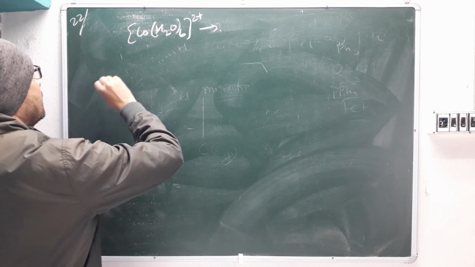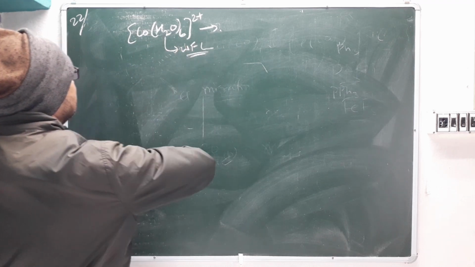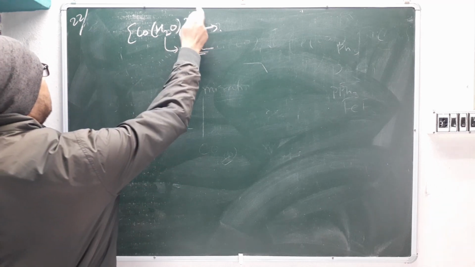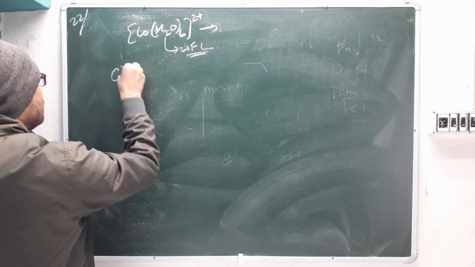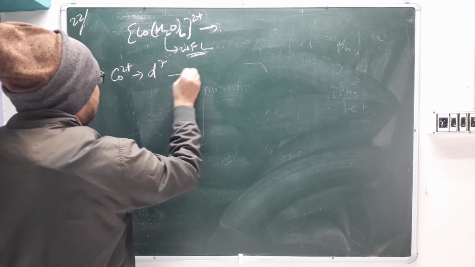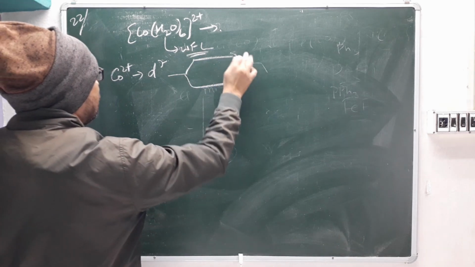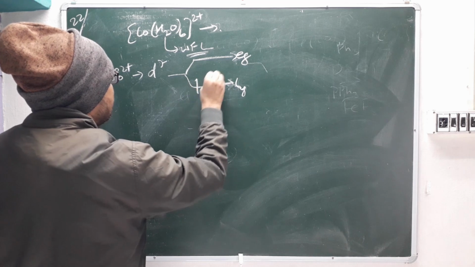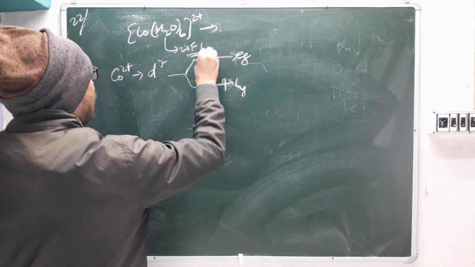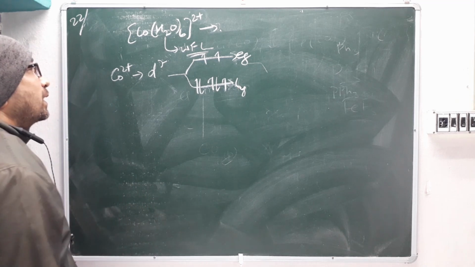So for the number of unpaired electrons, we have to see this is a weak field ligand, correct? Whatever the oxidation number is written here, the same oxidation number will be for cobalt, right? 2 plus. It means it is d7. If it is d7 and it is a weak field ligand, it will be a high spin complex. So t2g, and here it will be eg. So we know 1, 2, 3, then 4, 5, 6, 7. 7 electrons we have filled, correct?